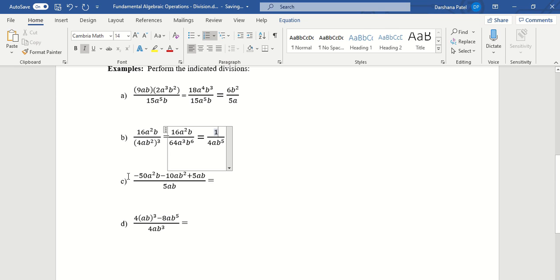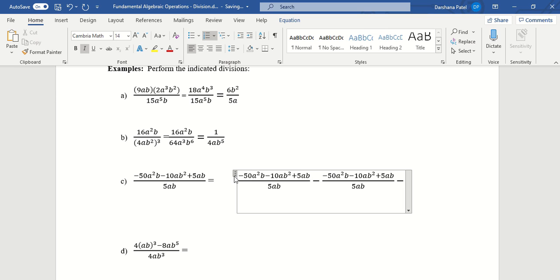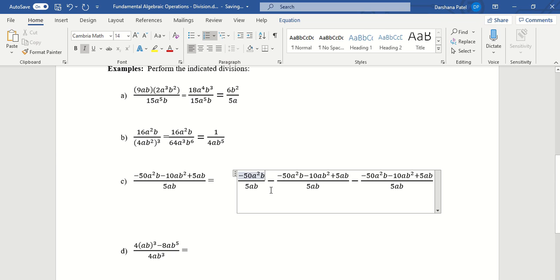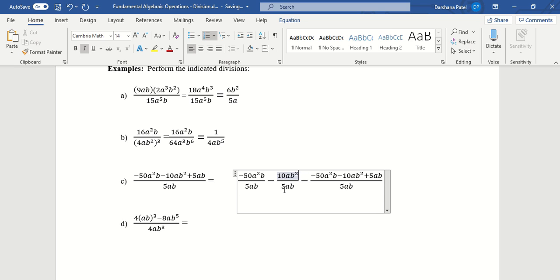Now dividing a polynomial by a monomial, we'll have to separate them first. So what I mean by that is, it will be basically negative 50a square b over 5ab, then 10ab square over 5ab, and plus 5ab over 5ab. Okay, so we separate them with plus or minus depending on what we have. And now let's simplify this.